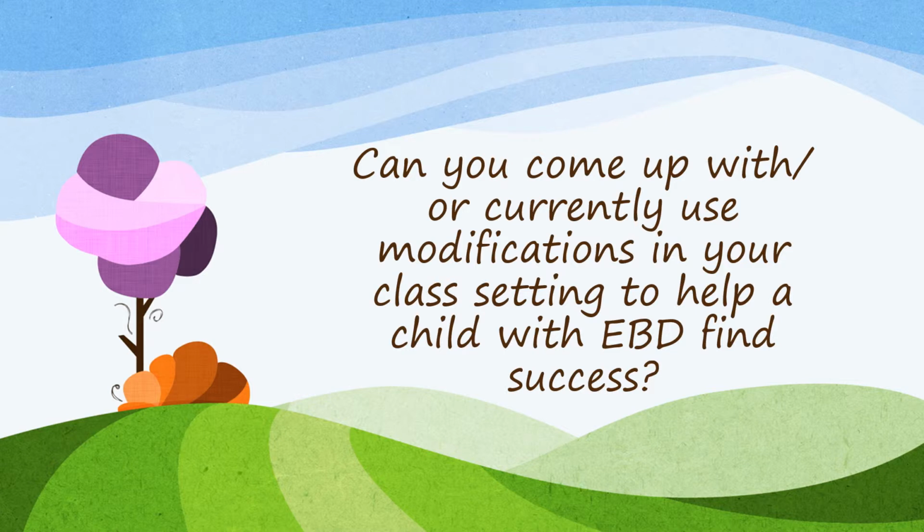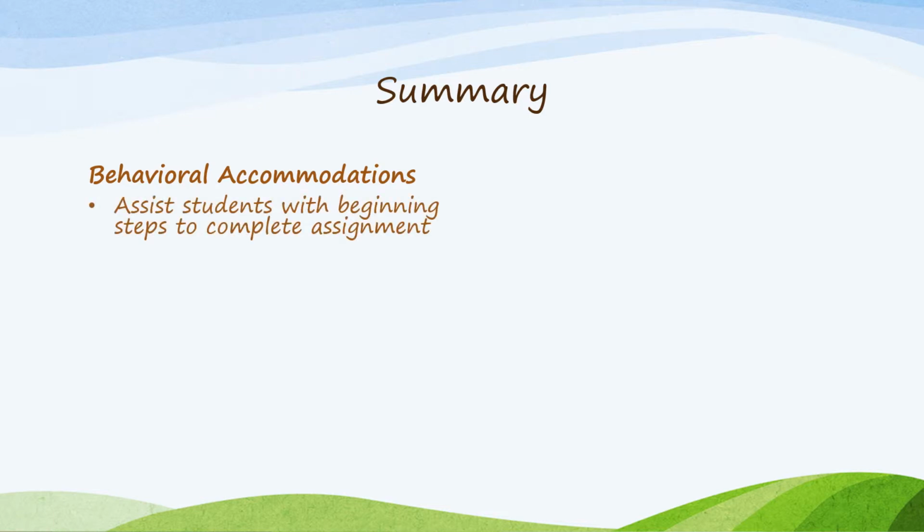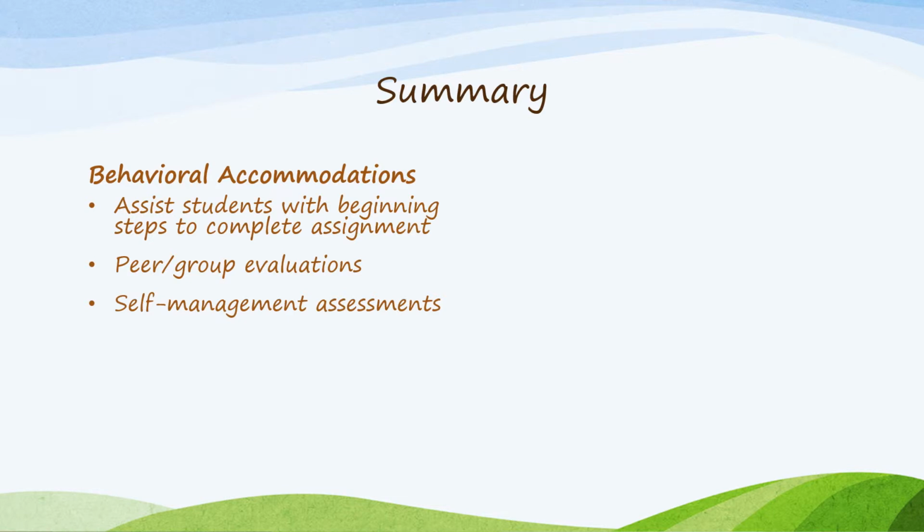So as educators, from your personal experience or what you've learned so far in the presentation, can you come up with or do you currently use modifications in your class setting to help a child with EBD find success? So looking back, some of the behavioral accommodations we can make can assist students with beginning steps to complete assignments, using peer group evaluations, using the self-management assessment tools, using the tier program, and providing student-specific feedback.